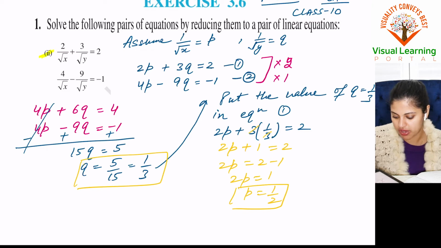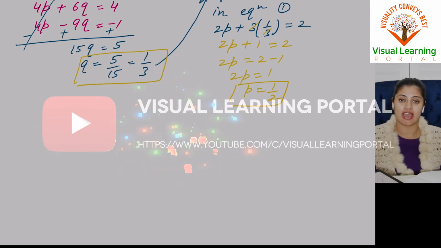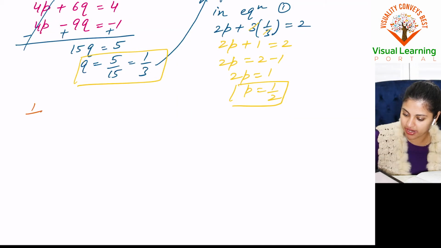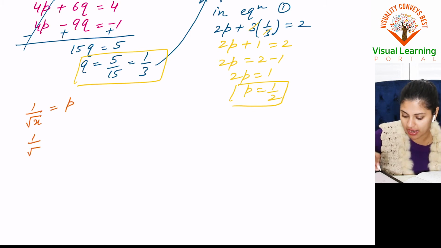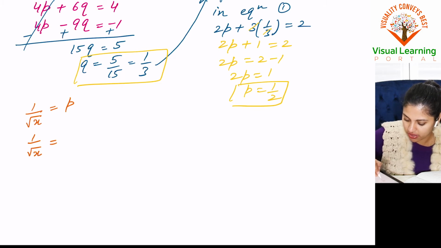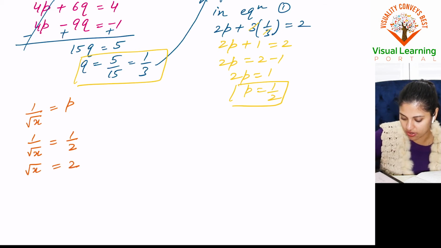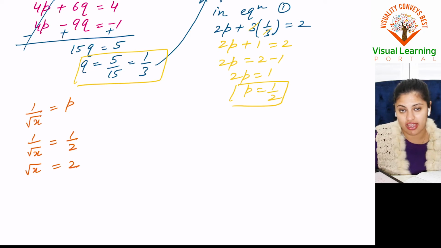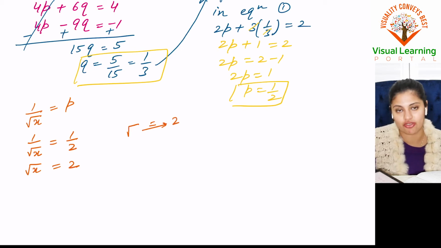So you got the value of p. You got the value of q. Now it's time to find the values of root x and root y. How are we going to find them? As we have assumed 1 over under root of x as p, you're going to put the value here. So 1 over root x is equal to p, which is 1 over 2. So can you write this as root x is equal to 2? And now it's time to get the value of x. What you're going to do is take the square root to the other side of the equal sign, and it will become a square.